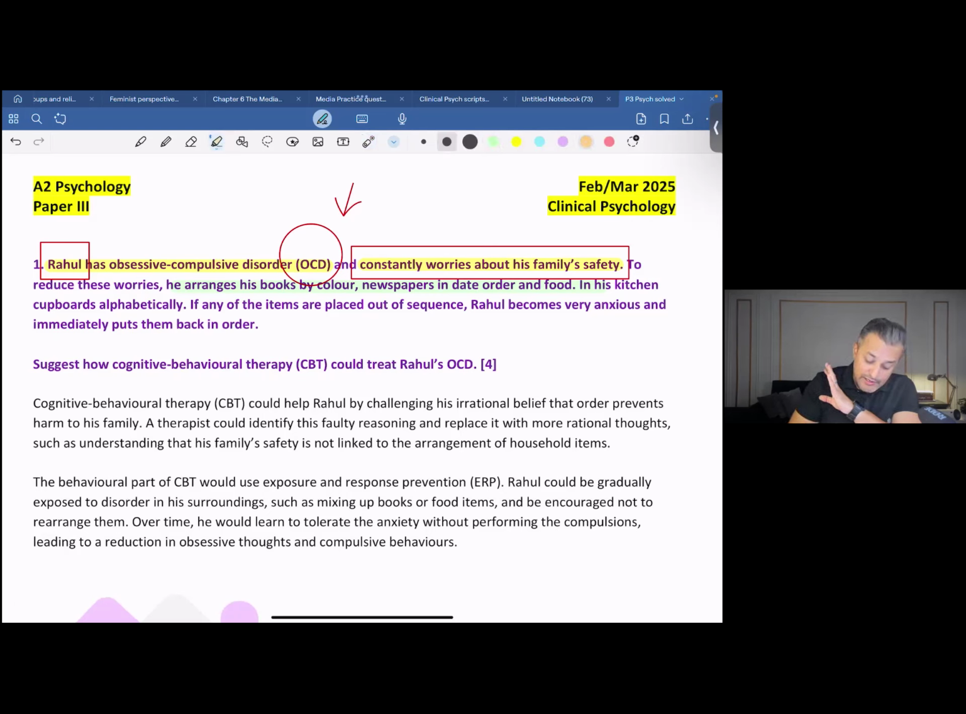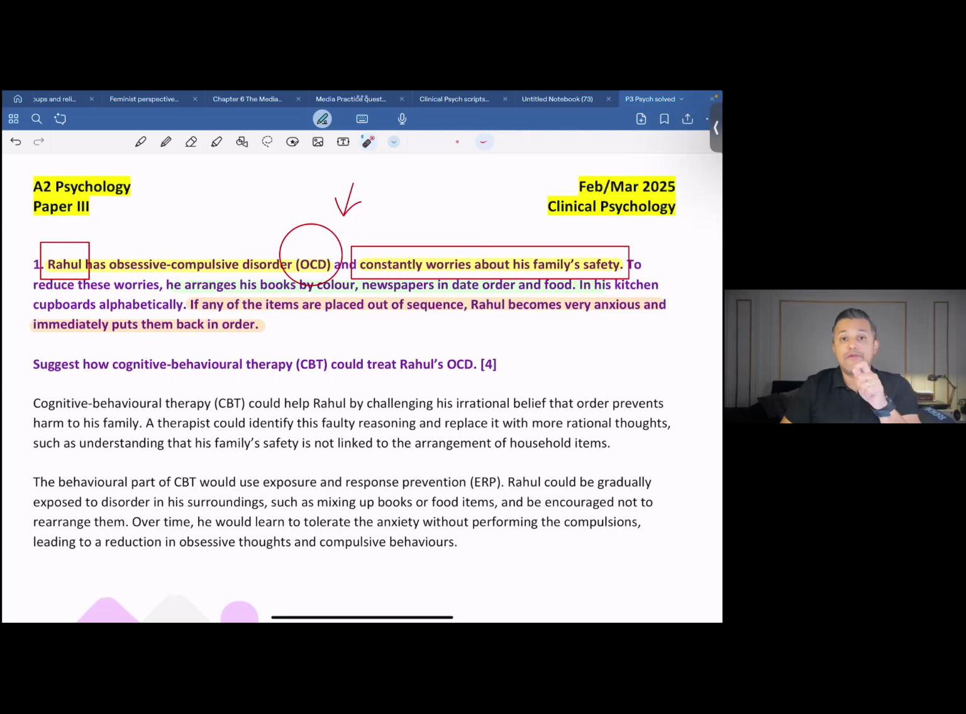If any of the items are placed out of sequence, Rahul becomes very anxious and immediately puts them back in order. So if there's anything that this gentleman Rahul finds to be out of sequence, he gets very anxious. I'm sure you all know when you talk about OCD, that is obsessive compulsive disorder, it is an example of anxiety disorders. So the umbrella term over here is anxiety disorder, and under the umbrella term of anxiety disorder, OCD is one of such disorders.